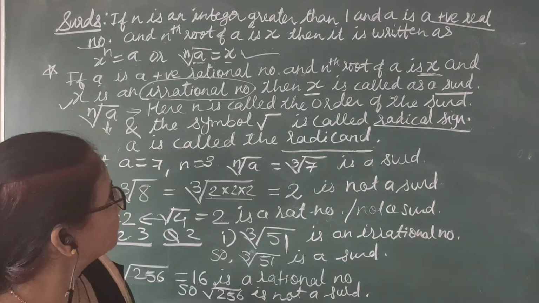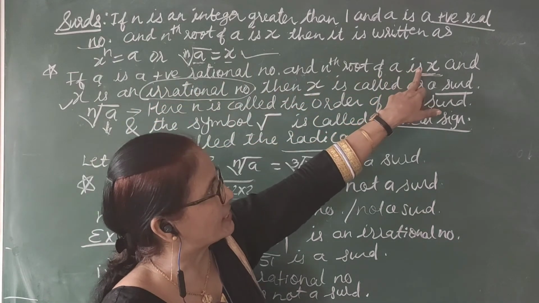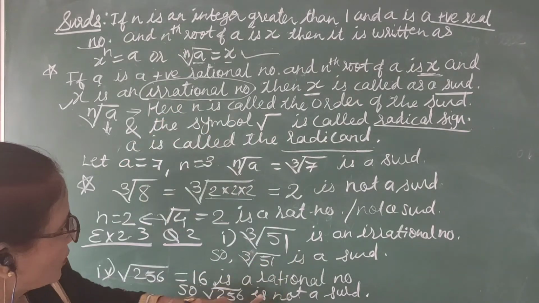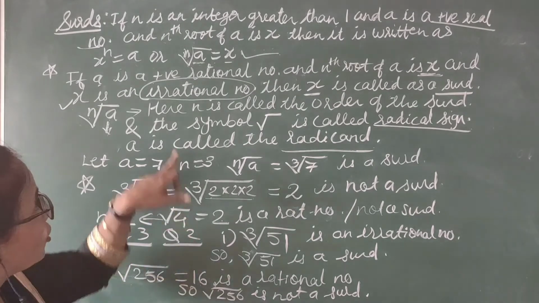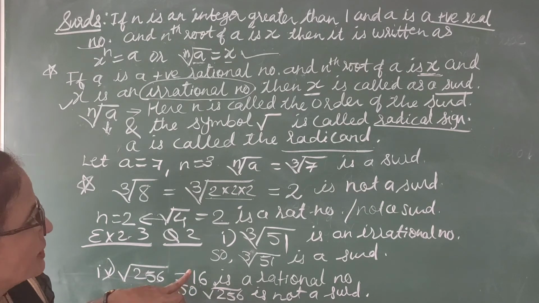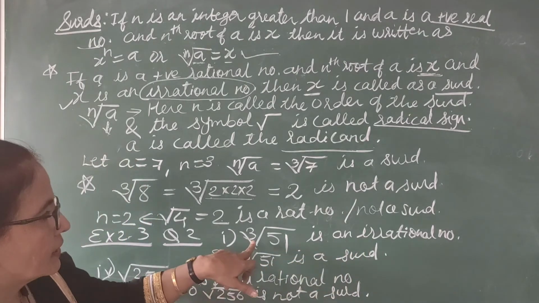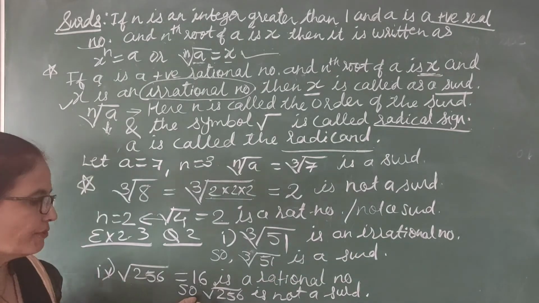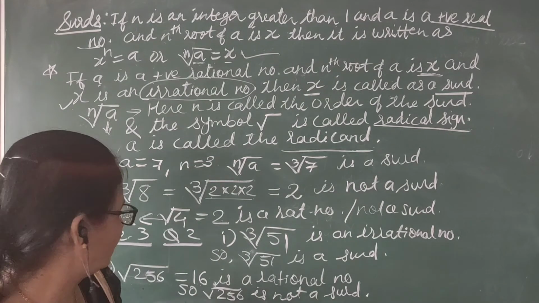Okay, see once again. Whatever the nth root of a is x, if you are getting x as an irrational number, this is your x. See here, square root of 256 is equal to 16, so this is x here, according to the definition. So if the nth root of a is x and this x is an irrational number, then the given example is always an example of a surd. And if you are getting a perfect root, then that example is not a surd.